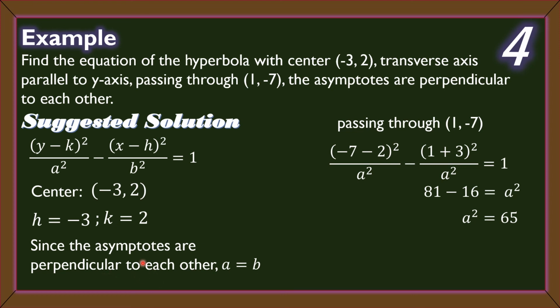Hence, substituting h equals -3, k equals 2, and a squared equals b squared equals 65 to the standard form of the equation, we'll have our final answer as (y - 2)^2/65 - (x + 3)^2/65 = 1.